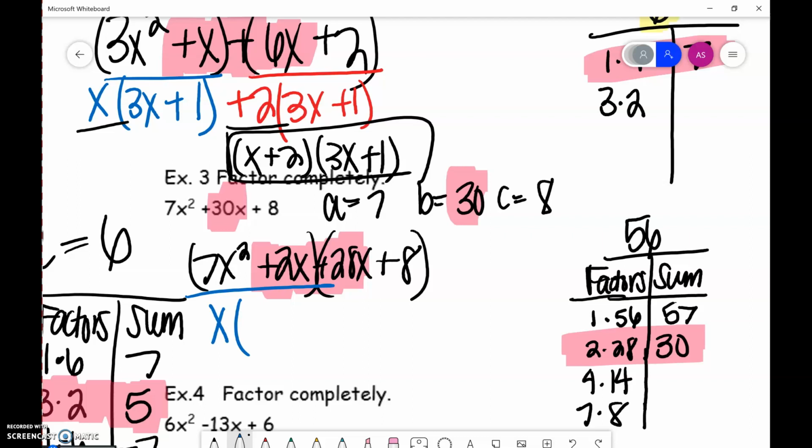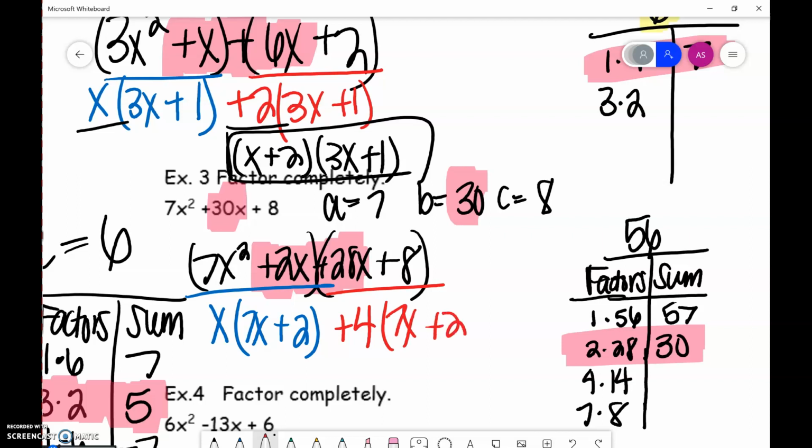Our GCF here is x. I'm going to have x times 7x will give me 7x squared. x times 2 will give me 2x. Here, my GCF is going to be positive 4. I'm going to say 4 times 7x will give us 28x, and 4 times 2 will give us 8. And my final answer is going to be x plus 4 and 7x plus 2.